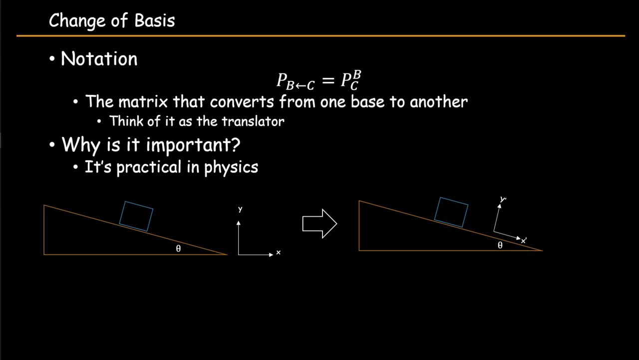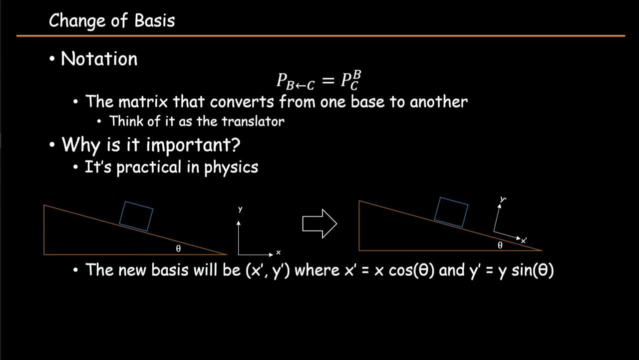And this is what it means by changing the bases. You're literally changing the coordinate system, going from horizontal and vertical to rotating it at some angle, which you probably guessed by now. You rotated by some angle theta to get your new xy coordinate system. And so the new bases will be x prime, y prime, where x prime is equal to x cosine theta and y prime is equal to y sine theta.